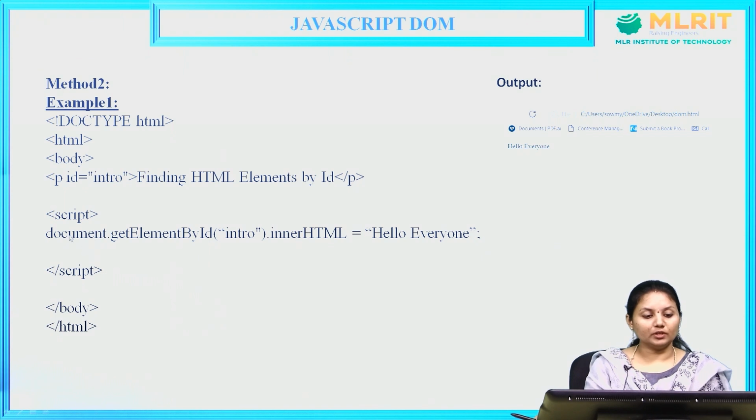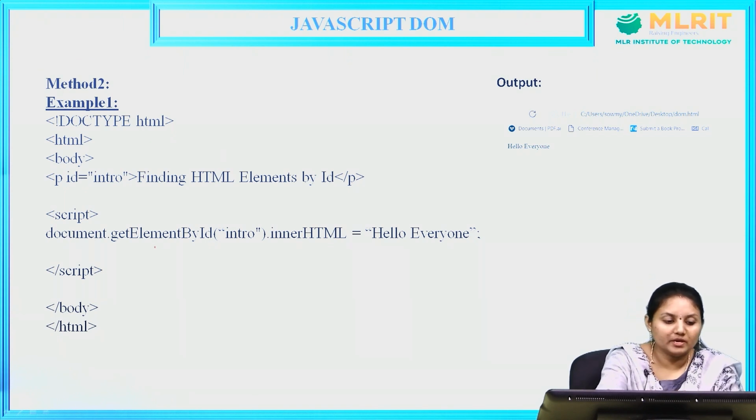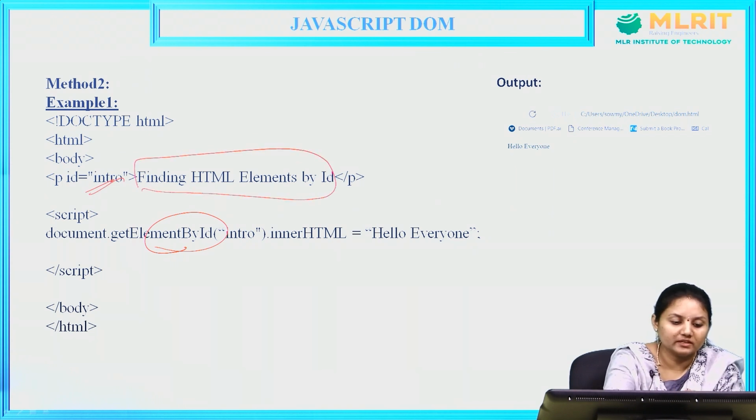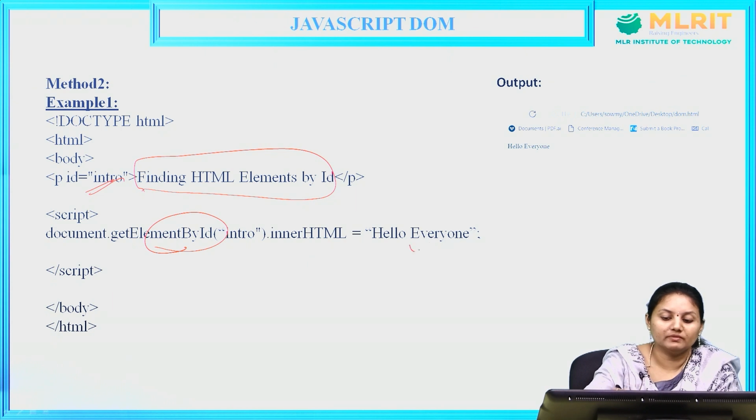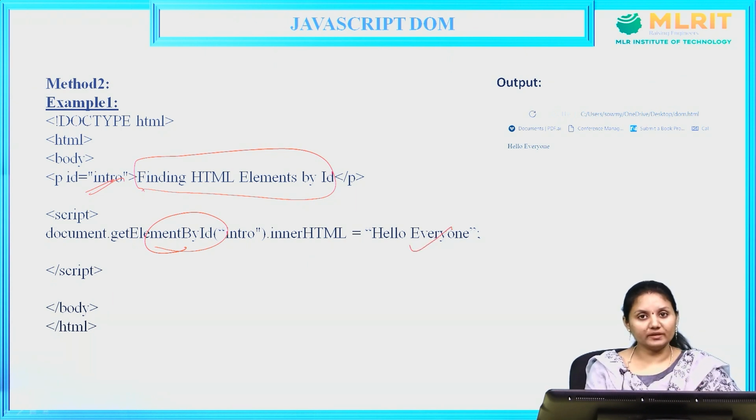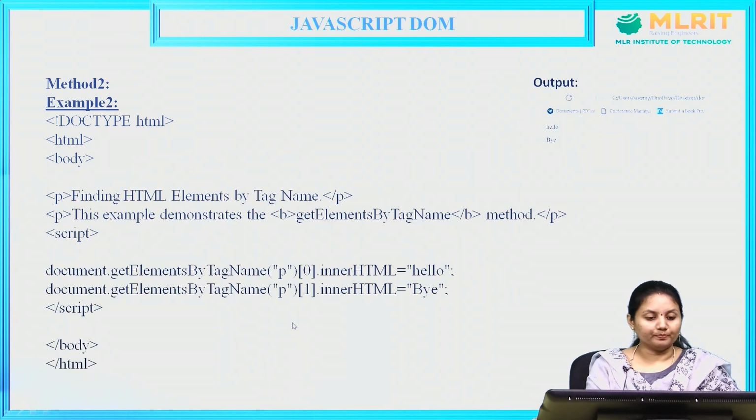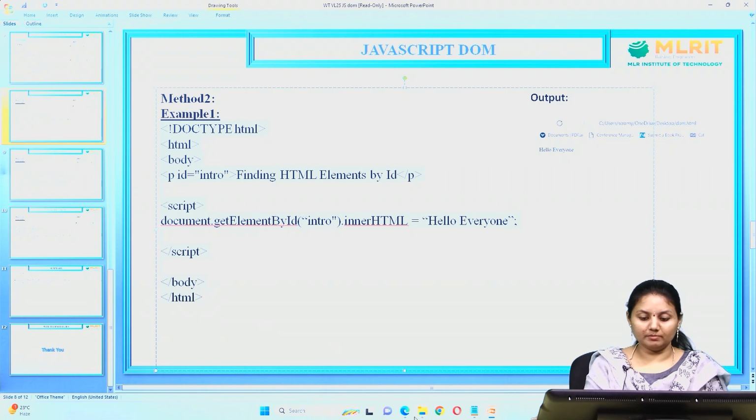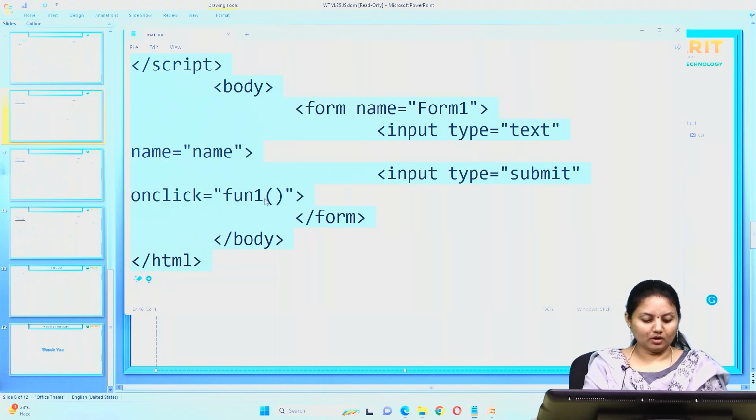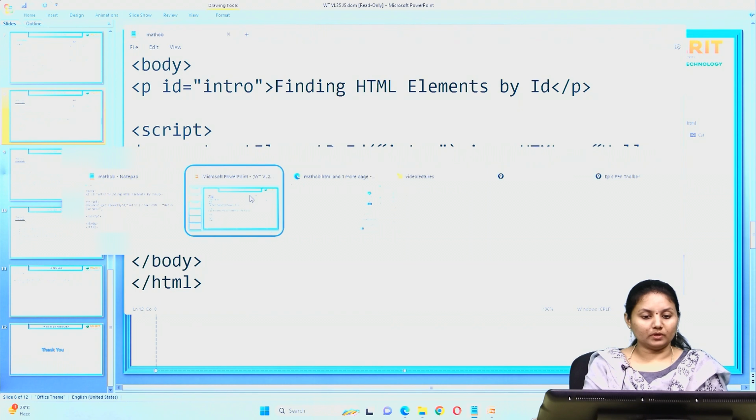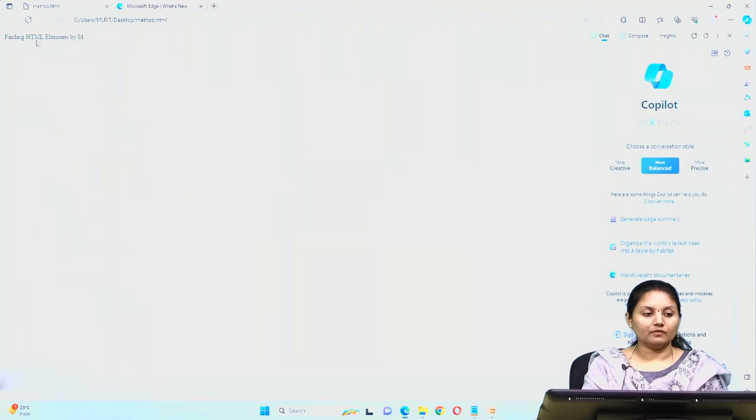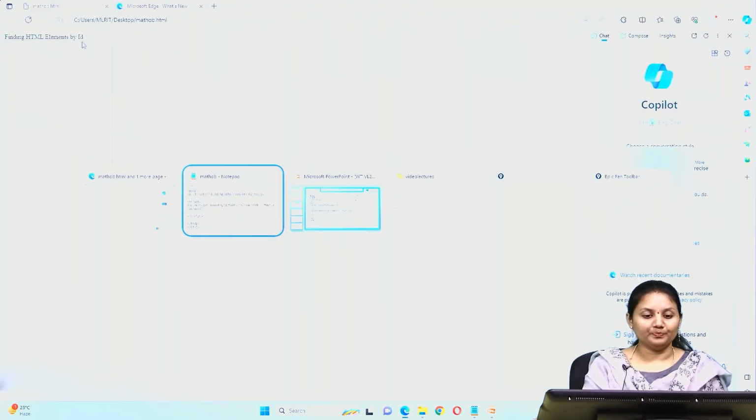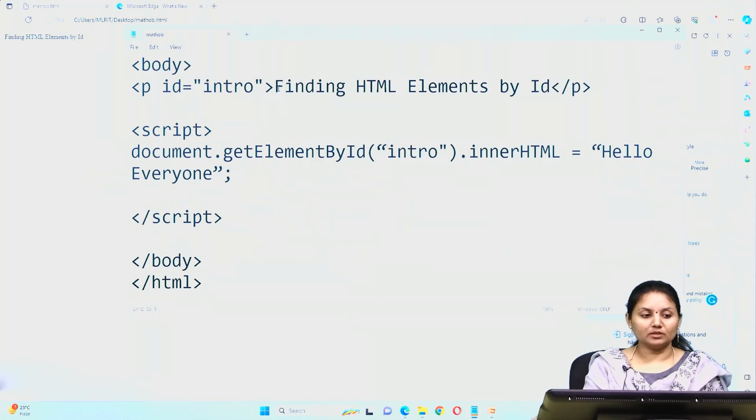So here you are giving document.getElementById. Here you have given some ID. We have to change this paragraph, finding HTML elements by ID, with hello everyone. That means updating the content. Updating the content can also be done using this DOM. This is a second type of writing a DOM function. Okay, so just refresh. Finding HTML elements by ID. So where is that? Finding HTML elements by ID.